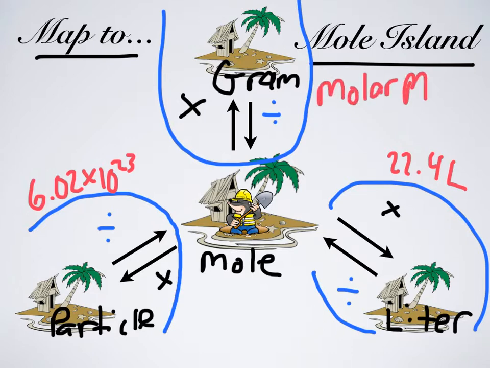Okay? And so if you ever forget, just follow the map. If I'm going to Mole Island, I am dividing by something. If I'm going away from Mole Island, I'm multiplying by something. Then I just have to remember, what am I multiplying by? Well, luckily, we only have 3 different things. We have Avogadro's number, we have molar volume, and we have molar mass.